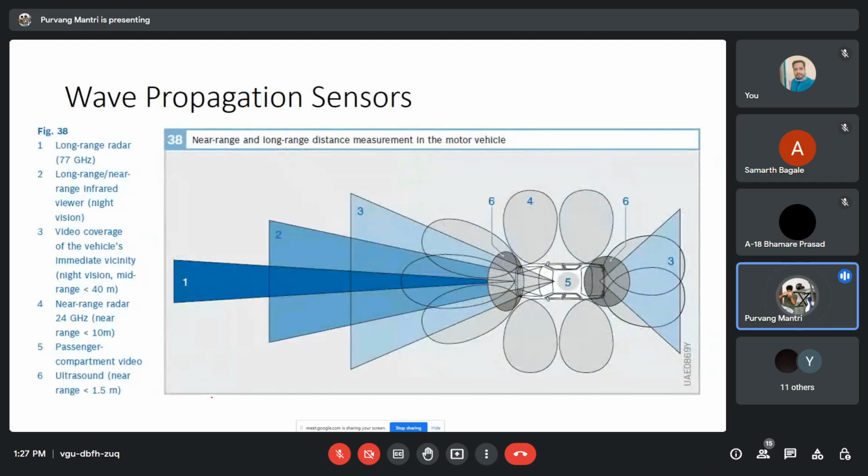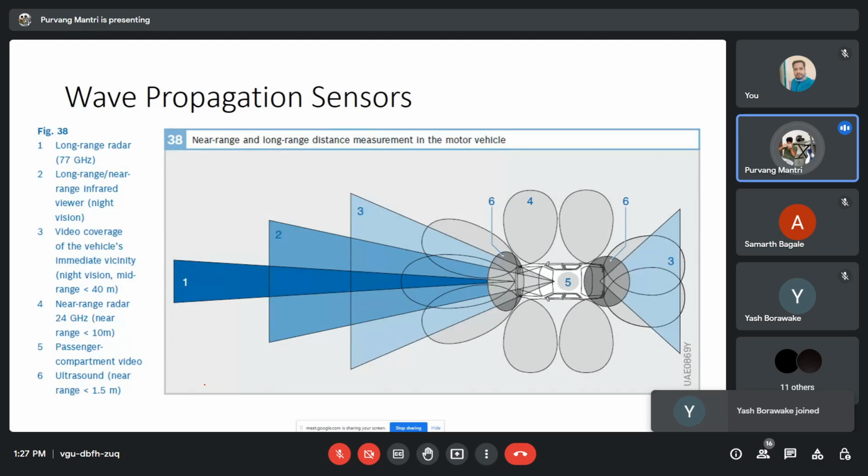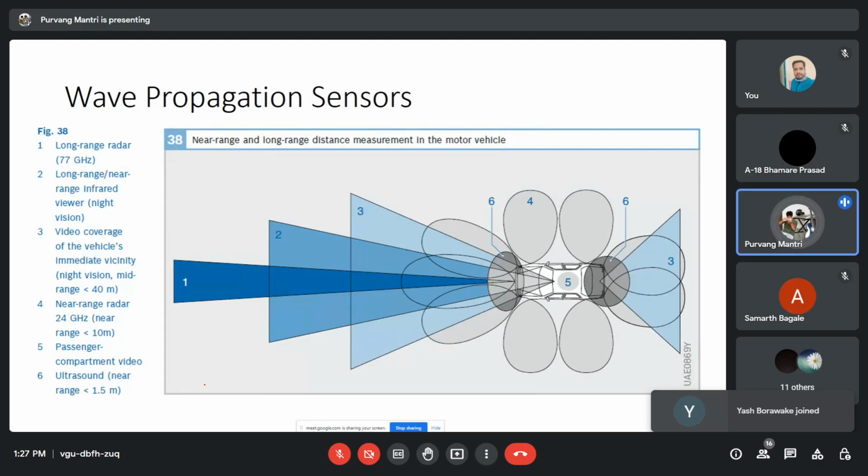Then we have wave propagation sensors. These are sensors that send a particular audio or frequency signal, which gets reflected back. Based on the time between sending the signal and receiving it, they measure the distance of anything ahead or around it. So these are known as wave propagation sensors. There are lidar sensors, radar sensors, ultrasonic sensors, and imaging sensors.